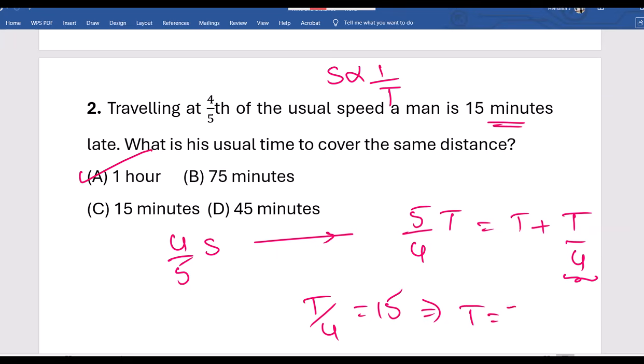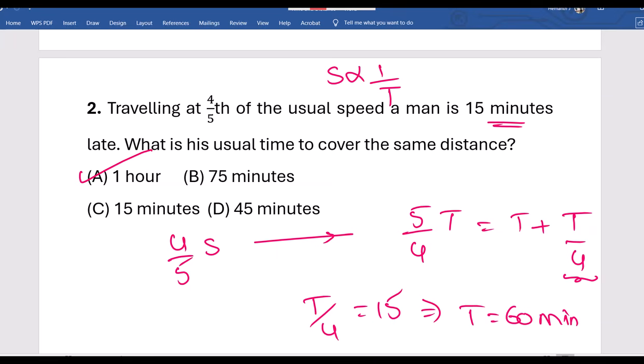I have not used any formulas. I'll give another method. There are a lot of ways, distance is speed into time, S1, S2, T1, T2, all those we can do. But this is the way of approaching the question in less time. Speed is 4 by 5, time is 5 by 4, inverse. 5 by 4 can be written as 1 plus 1 by 4. Plus means late.